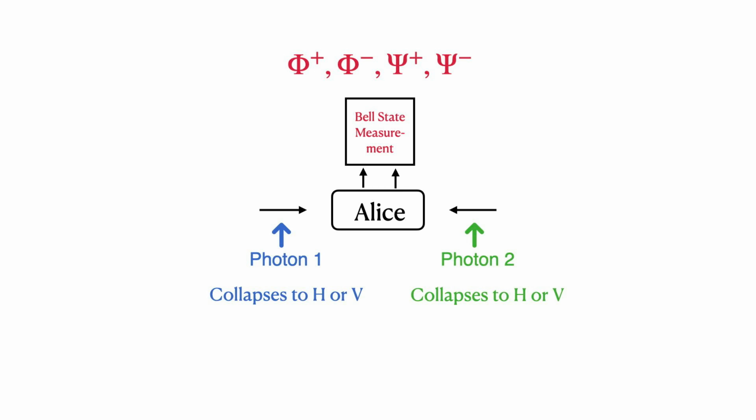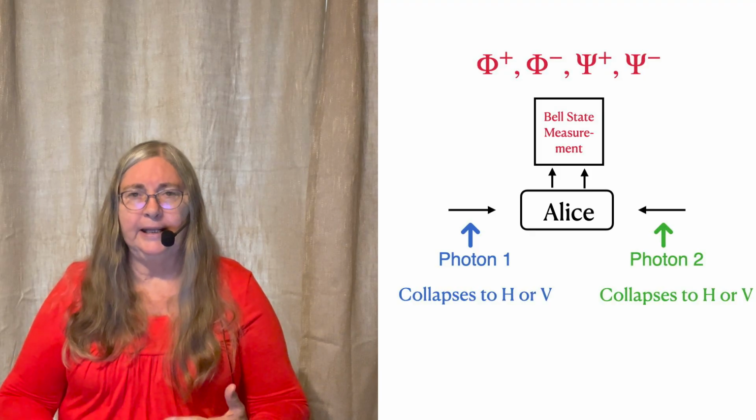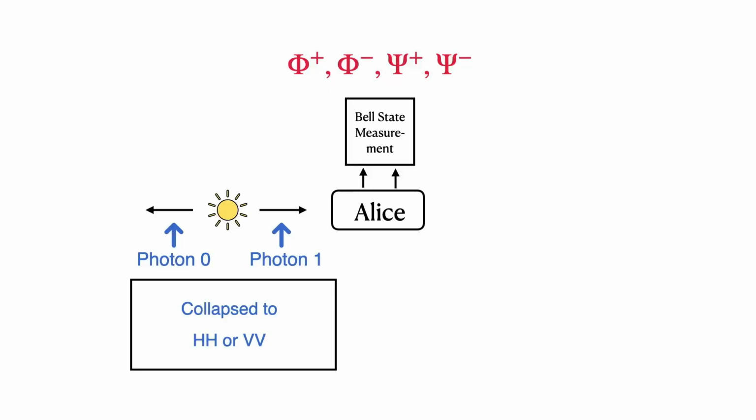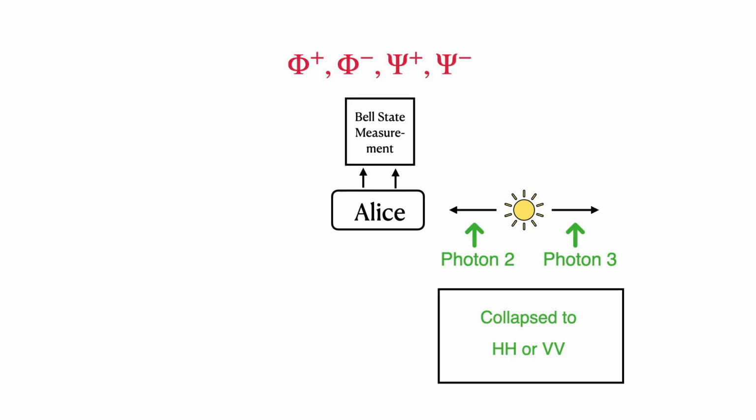Okay, so when she does the measurement, photon 1 collapses to being exactly horizontal or vertical, and photon 2 collapses to being exactly horizontal or vertical. So far, this is not very different from the classical measurements. But now we come to the quantum part. When Alice measures the polarization of photon 1, the system of particles, photon 0 and 1, this is the entangled pair, collapses to a state where they both have the same polarization. So they're horizontal, horizontal, or vertical, vertical. So when she measures photon 1, then photon 0 is set.